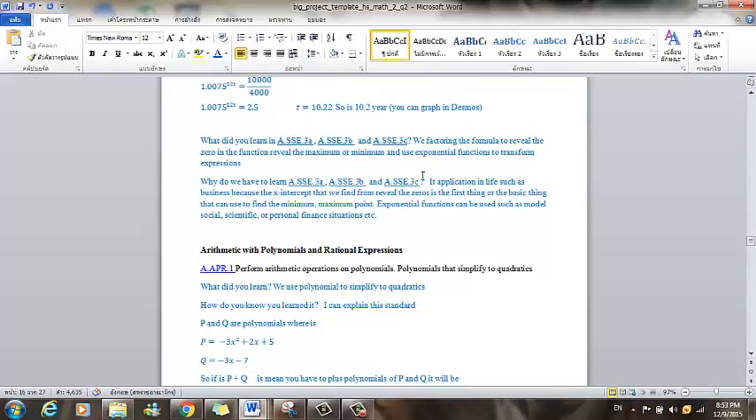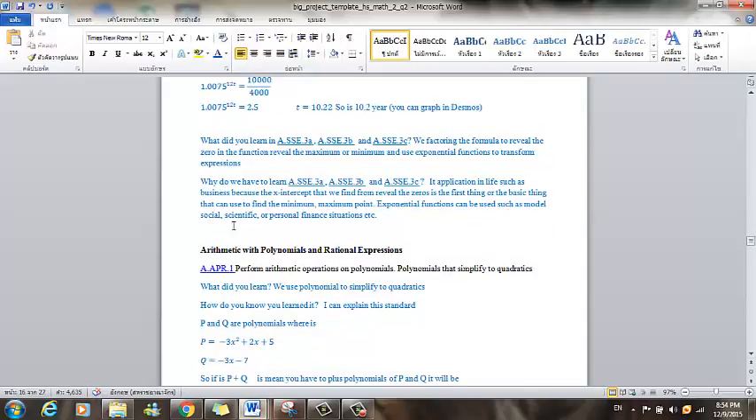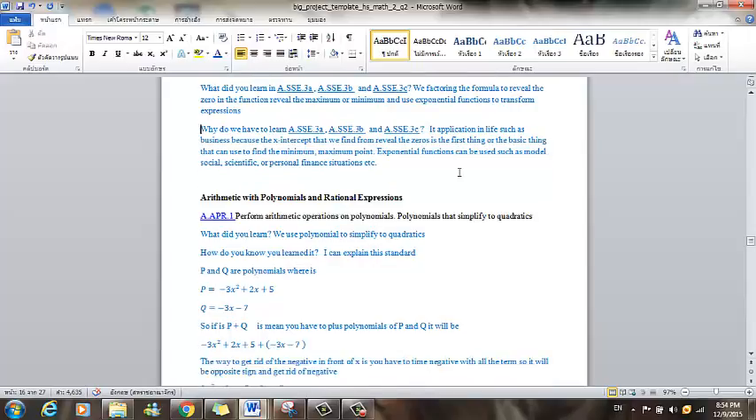Why do you have to learn this standard? Because it has applications in life, such as business. We can use the intercepts, because the zeros are the basic thing you can find for the maximum and minimum. And exponential functions we can use to model social, scientific, or personal finance situations.